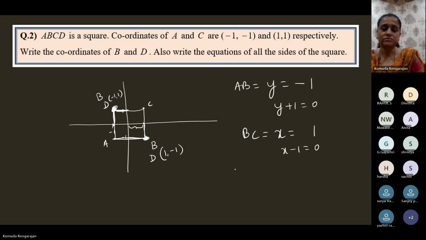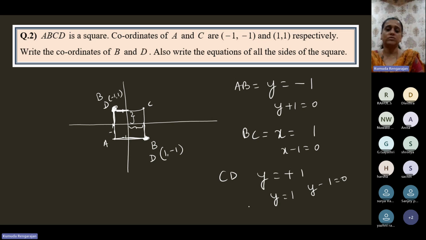CD. Side CD is parallel to the x-axis, so its equation will be of the form y is equal to a number. CD is above the x-axis, so it will be positive, and the distance is 1 unit. So y is equal to 1 or y minus 1 is equal to 0 is the equation of the side CD.